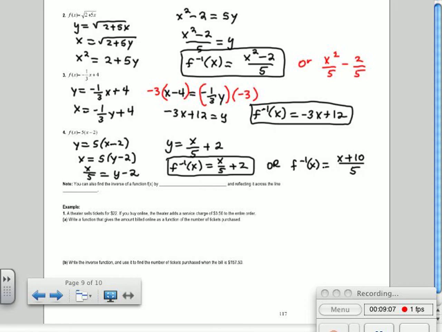All right, it says note, you can also find the inverse of a function f of x by graphing it, by graphing and reflecting it across the line y equals x.